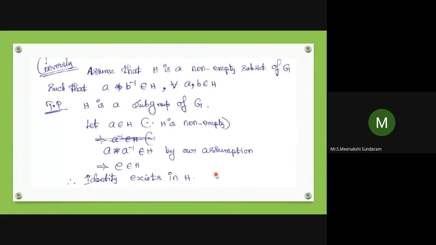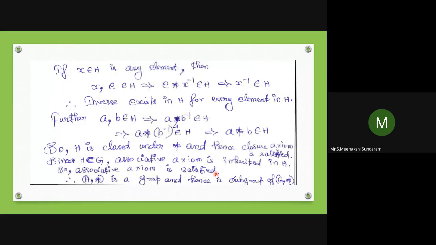The identity has come in. Next, the inverse. If X belongs to H is any element, then X comma E belongs to H, so E star X inverse is in H. So X inverse is in it. Identity exists, inverse exists. Further, A star B inverse belongs to H, so A star B also exists. Therefore the closure property holds, identity is shown, inverse is shown, and associativity is automatically satisfied, since the associative operation is inherited in H. So the associative law is satisfied. H comma star is a group and hence it is a subgroup of G comma star.